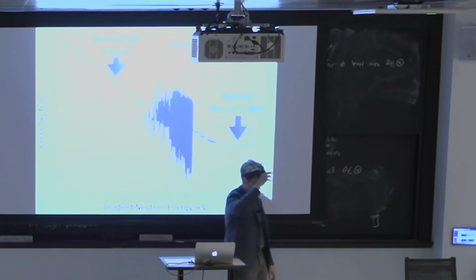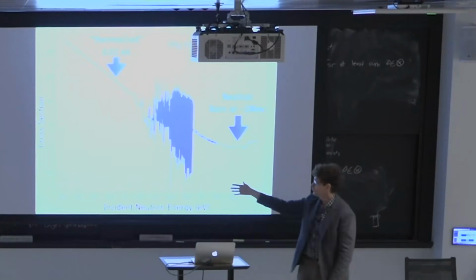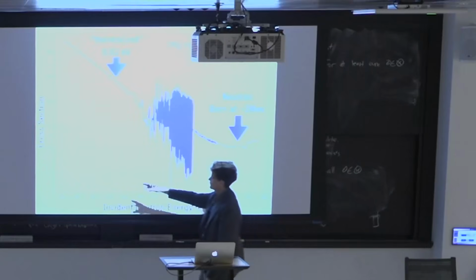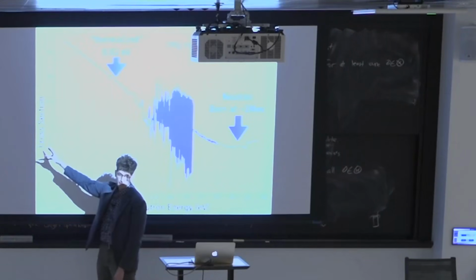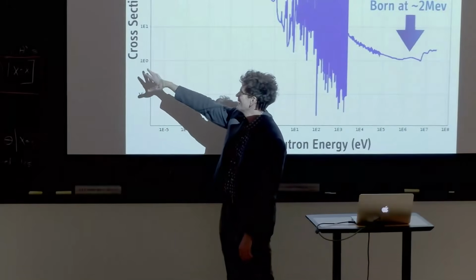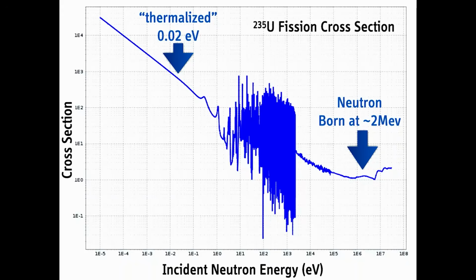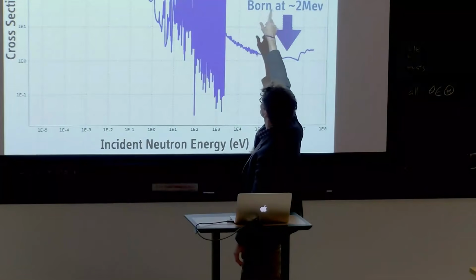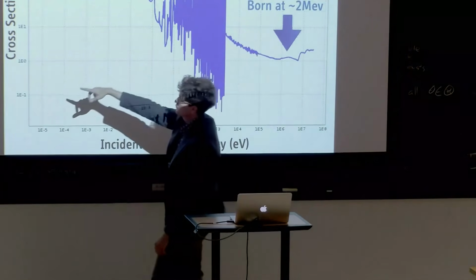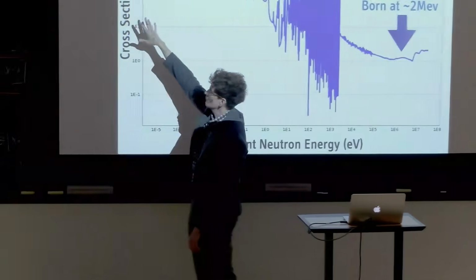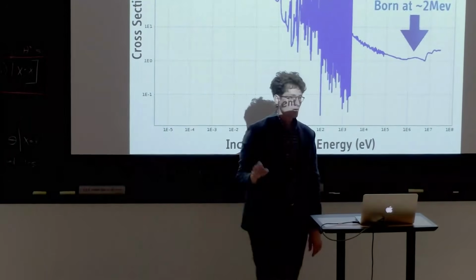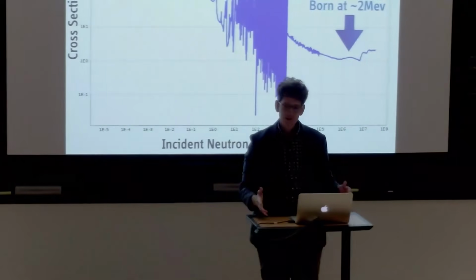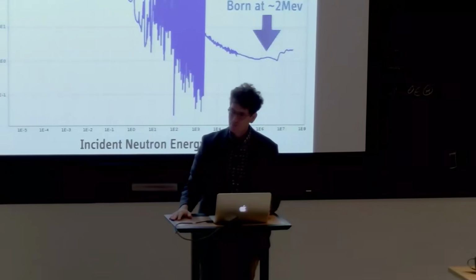Why would you build a thermal reactor? Well, the principal reason is that this is the cross-section in units of barns. And you can see that it is basically a measure of the probability that a reaction will happen. And you see that this is the probability of fission. This is the cross-section for fission of uranium. So the probability of fission goes up by many orders of magnitude when you slow the neutron down. So that makes the reactor easier to design.